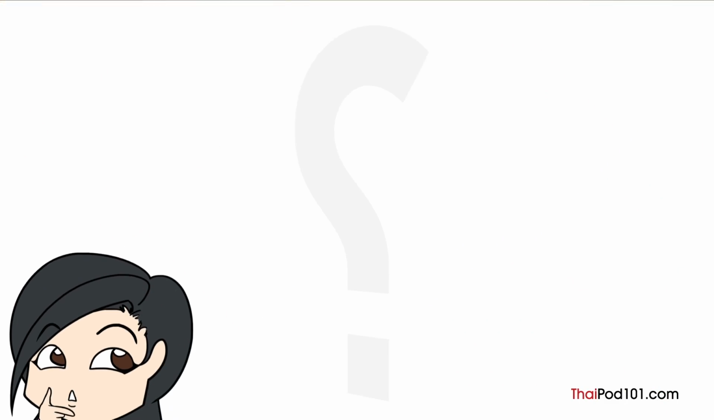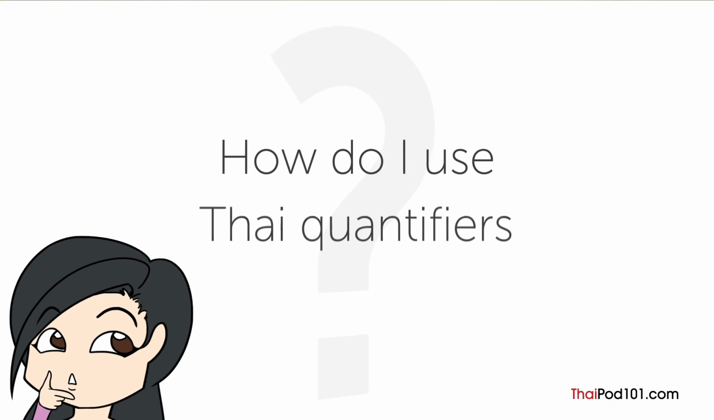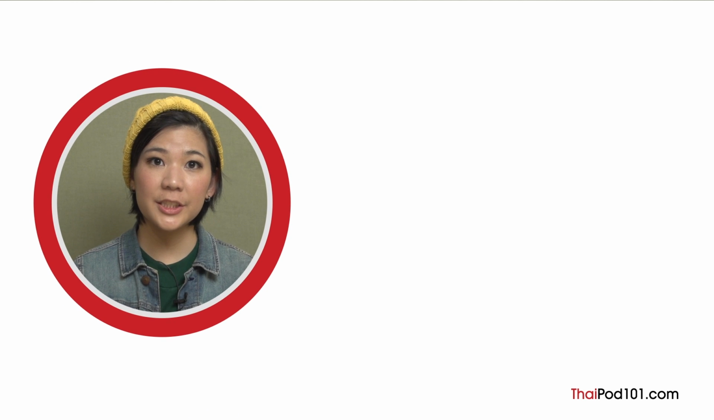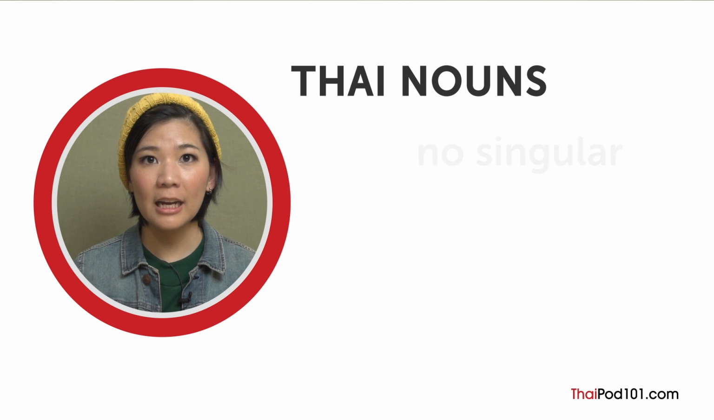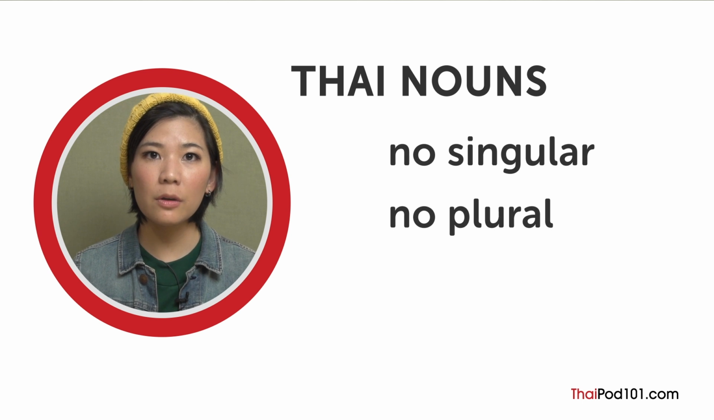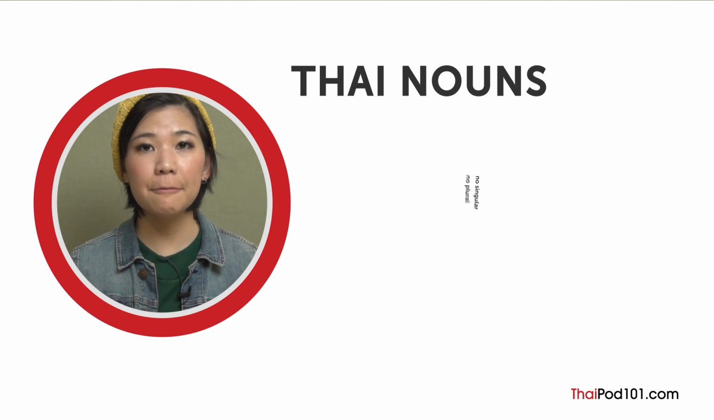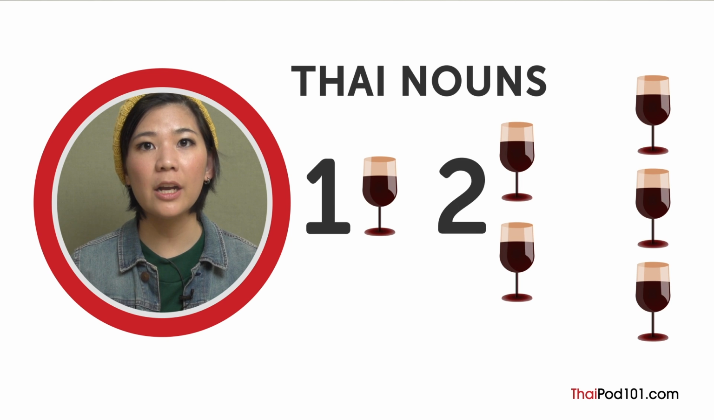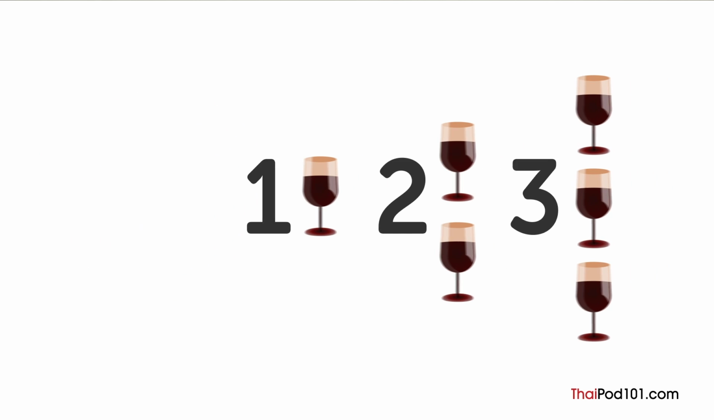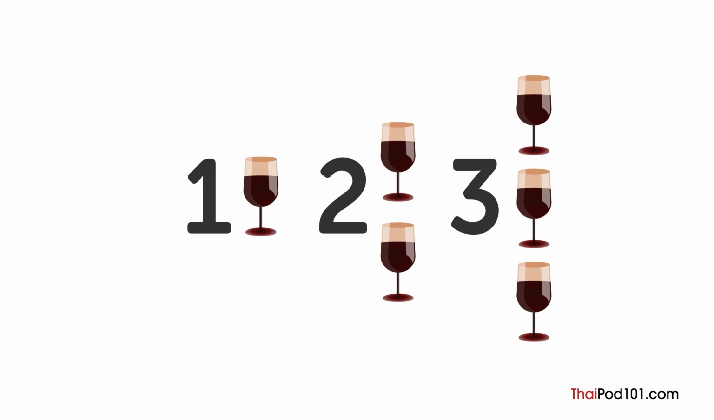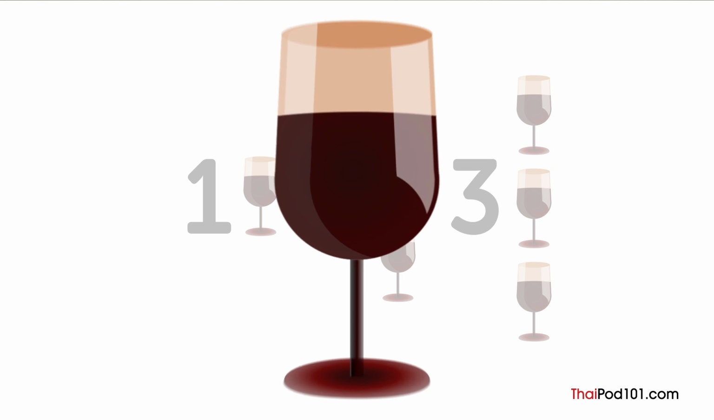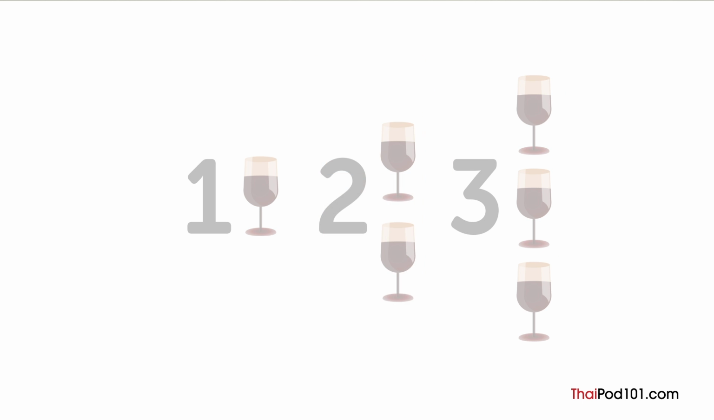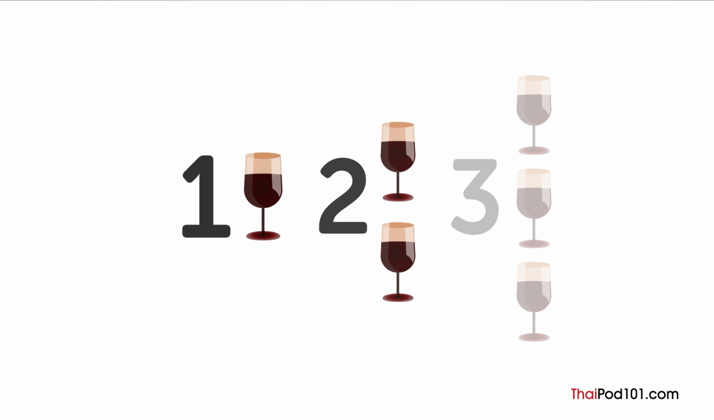The question for this lesson is, how do I use Thai quantifiers? To begin with, let me first tell you about Thai nouns. In Thai, most of the time, nouns don't have singular or plural forms. To allow us to identify the amount, we quantify almost everything. The equivalent of this in English is asking for 3 glasses of wine rather than just wine. The difference is in Thai, we use it on every noun.